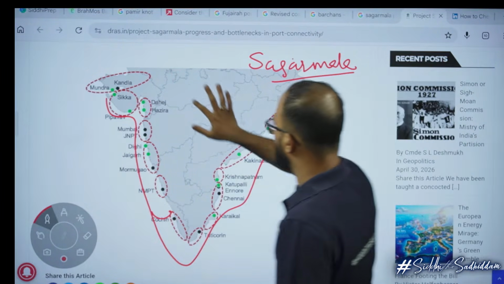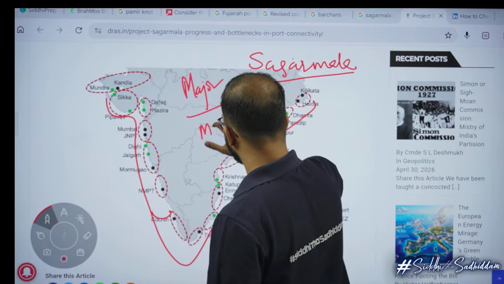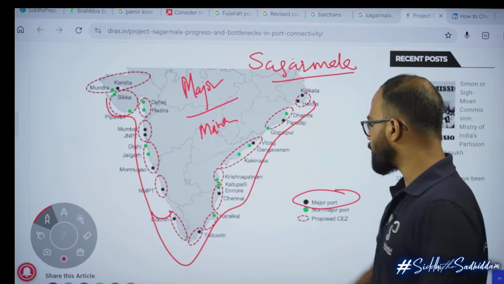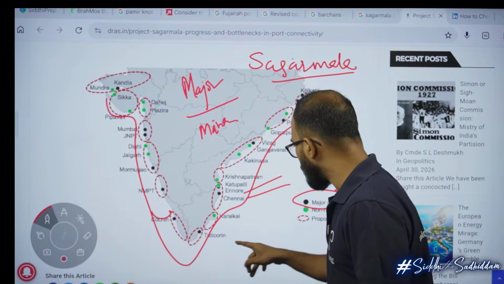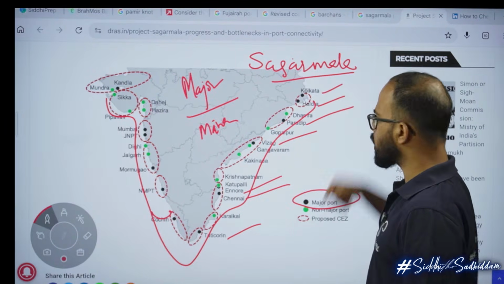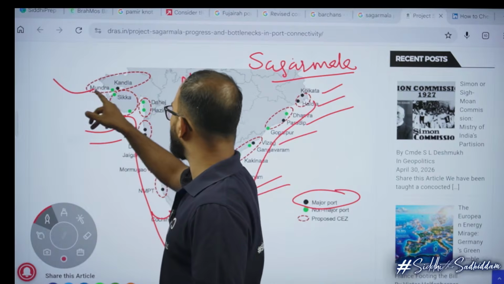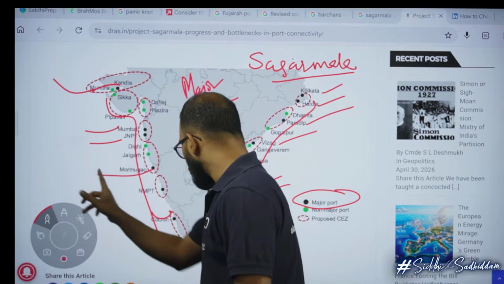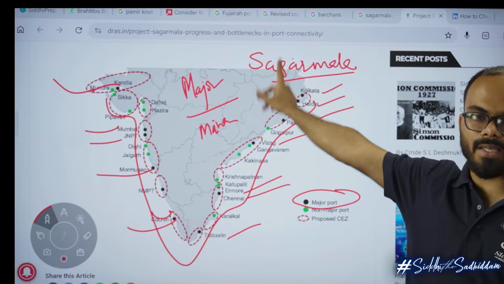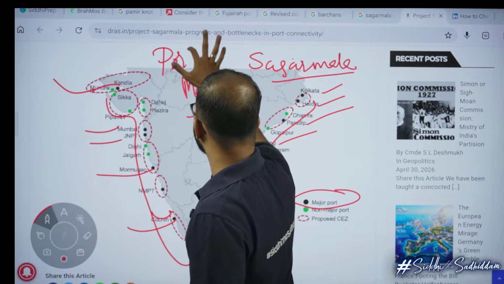So in the exam they can ask you which of the following are major ports and which are minor ports. In this particular map, black marked are major ports: Chennai, Ennore, Tuticorin, Vizag, Paradip, Haldia, Kolkata, Mumbai, Jawaharlal Nehru Port, Kandla Port, then Mormugao, Cochin, all these are major ports. So in the exam there can be questions on ports. The topic of ports is very, very important.